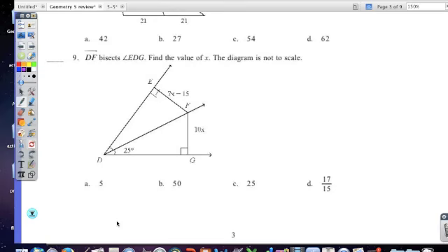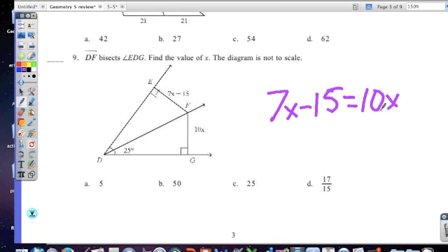Number 9. Line DF bisects angle EDG. Find the value of x. The diagram is not to scale. Since line DF is a bisector, that means that line segment EF and line segment FG have to be equal. Only because you do have the right angle symbols. Then after that I subtracted 7 from both sides. So I got 3x equals 15, and then I divided by 3. I got x equals 5, and that is A.